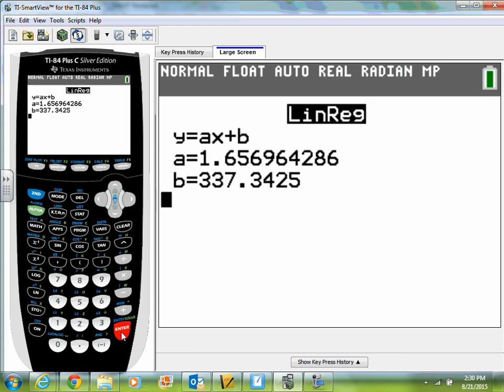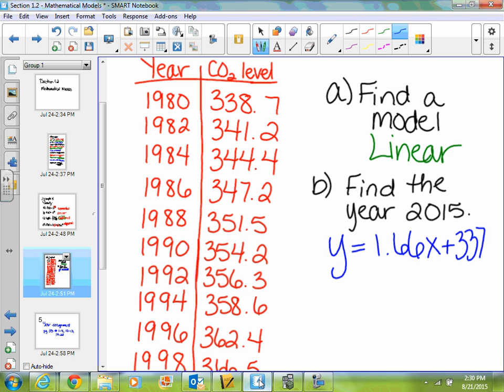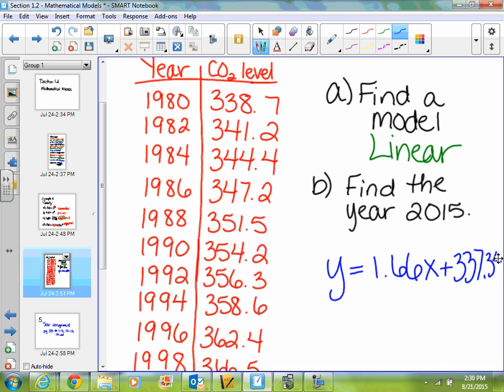And so what that tells us is that my slope, which is represented by the letter a, is approximately 1.66. And that my b value, where I'm crossing my y-axis, is approximately 337.34. So we determined that our function was a linear function, that it formed a straight line. And we determined that our function equaled approximately 1.66x plus 337.34.